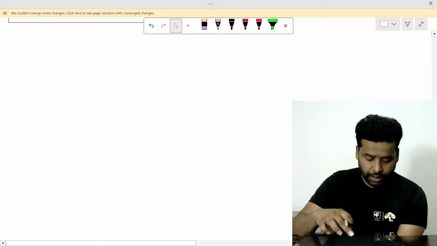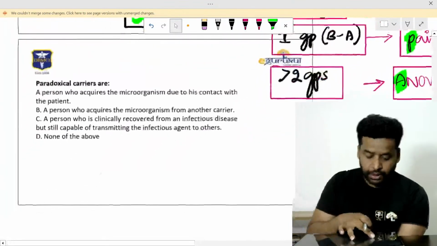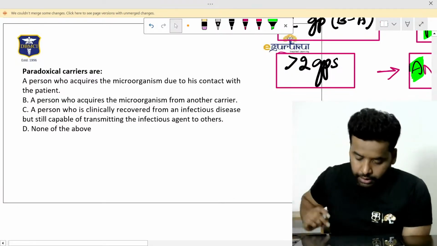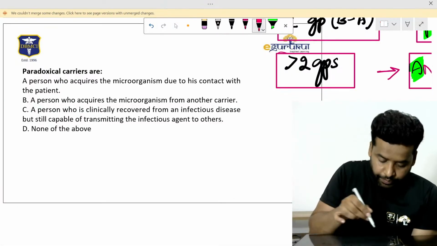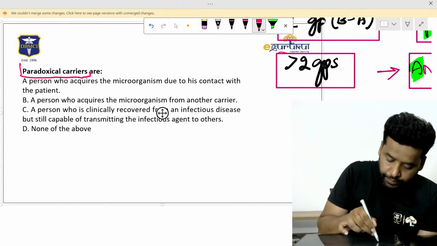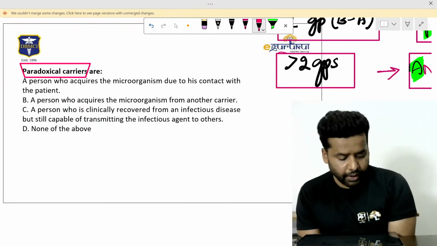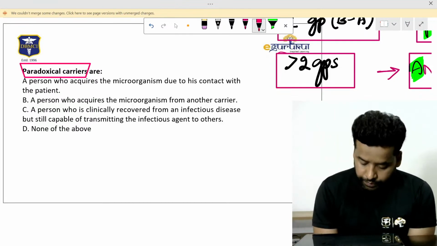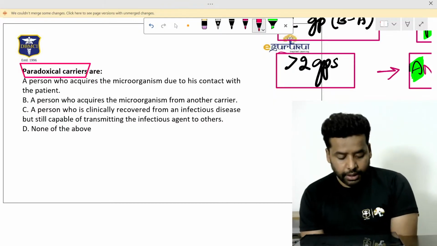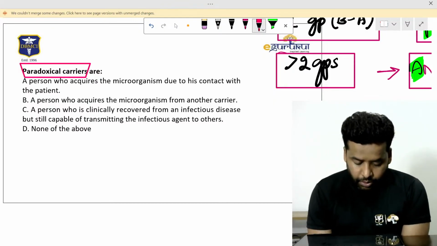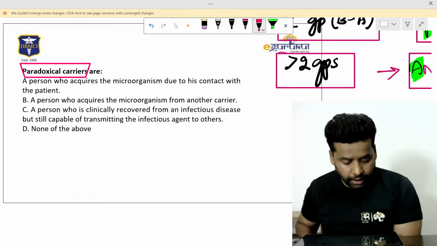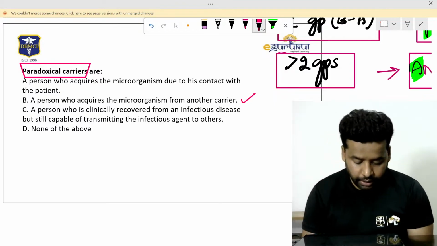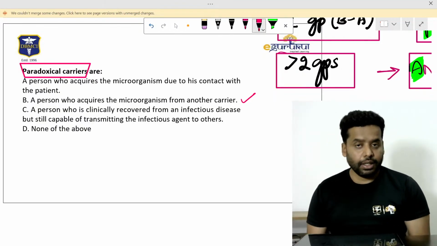So I think this is the last question for this session. Based on the allotted time, I'll be taking this question now. This will be the last question. Paradoxical carriers, very old question, but what is paradoxical carrier and what is pseudo carrier? Paradoxical carrier is one carrier who gets infection from another carrier. This is the question.